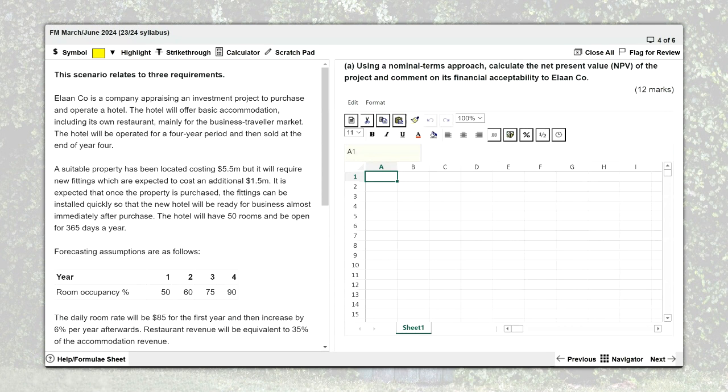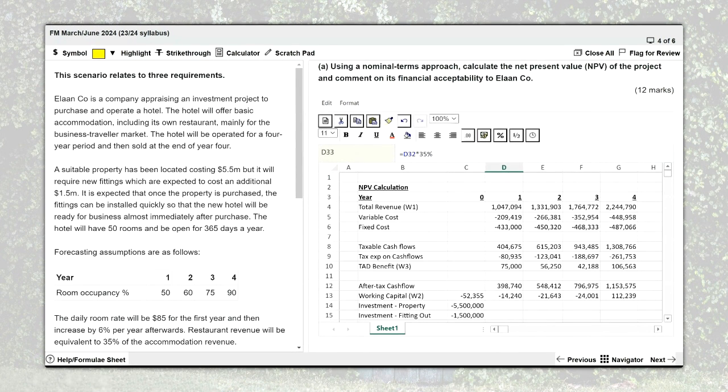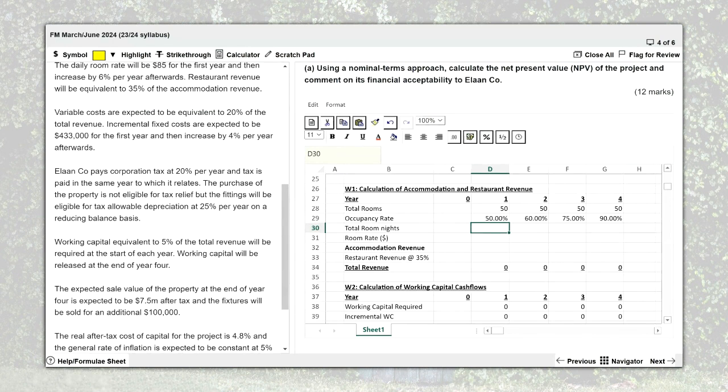Let's load the NPV. This NPV computation is where many candidates could go wrong in many places. Now let's have a look at all those mistakes as mentioned in the examiner's report. In working note 1, where we calculate the accommodation and the restaurant revenue, it was noticed that while calculating the total number of rooms, many candidates missed to consider the occupancy rate. Then certain candidates took 50, the total number of rooms, into the occupancy rate, and they made a big mistake here.